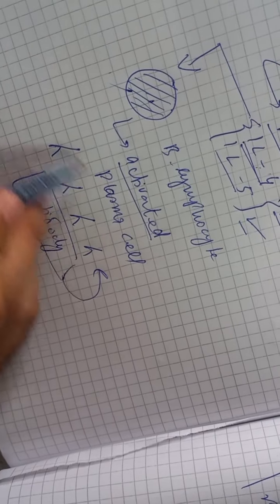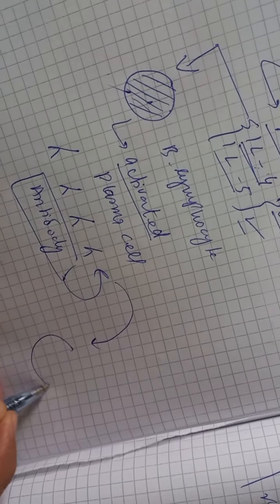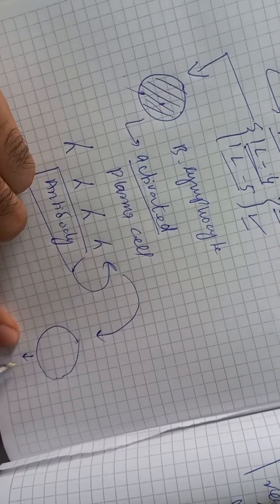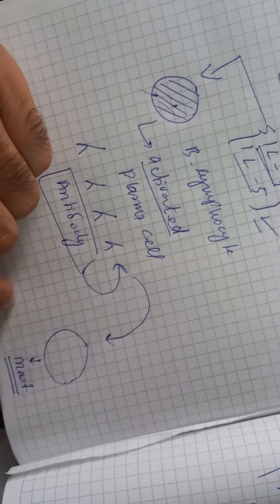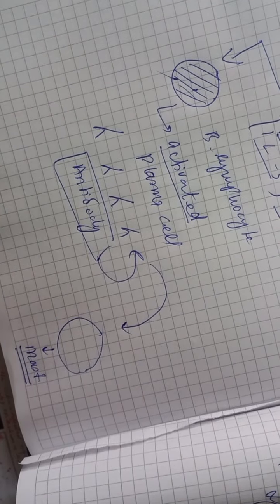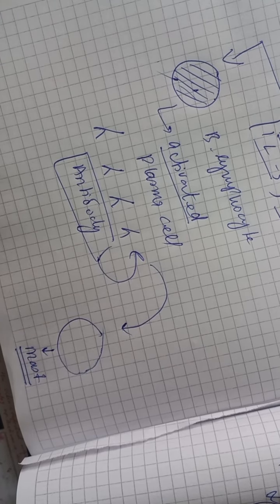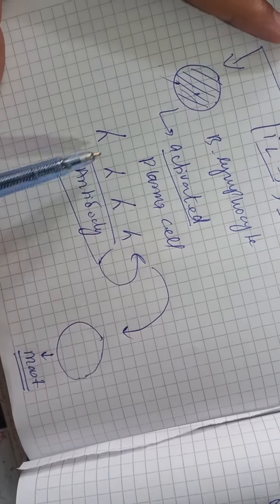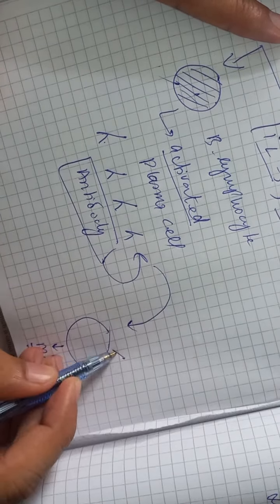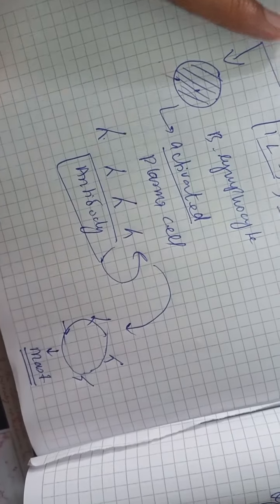This antibody goes on and gets attached to mast cell. So this is mast cell. Now you all must know, if you're watching this video, what a mast cell is, because these are topics from basic pathology, right? From the very beginning of pathology, you all know what a mast cell is, okay? This antibody attaches itself to mast cells. This is antibody attachment to mast cell.